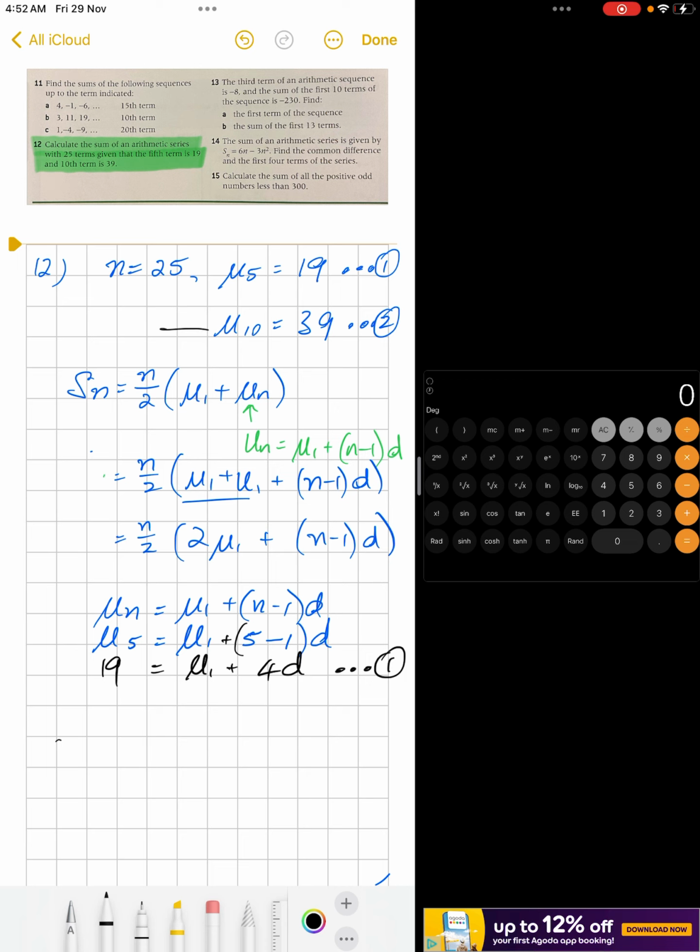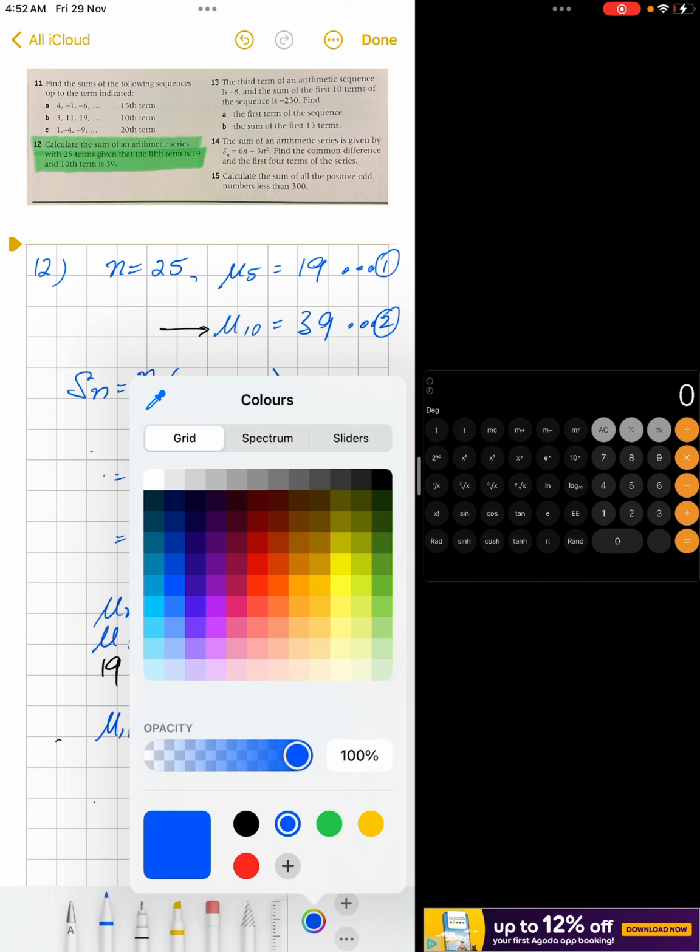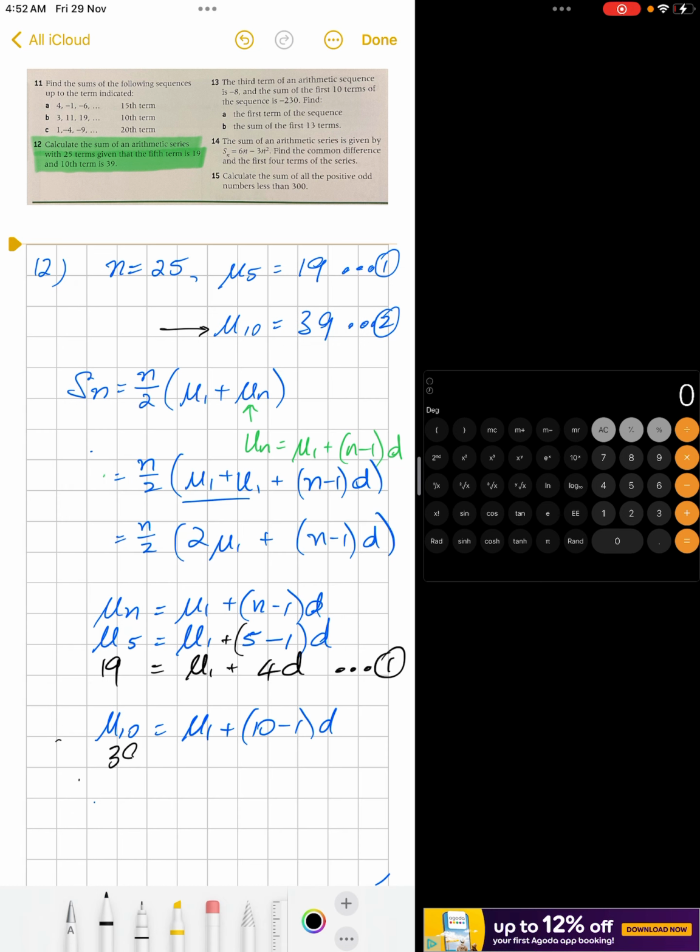And from the 10th term, u10 is the first term plus 10 minus 1 d's, and the 10th term is 39, so we would say 39 is the 10th term. We don't know the first term, and there is our second equation.